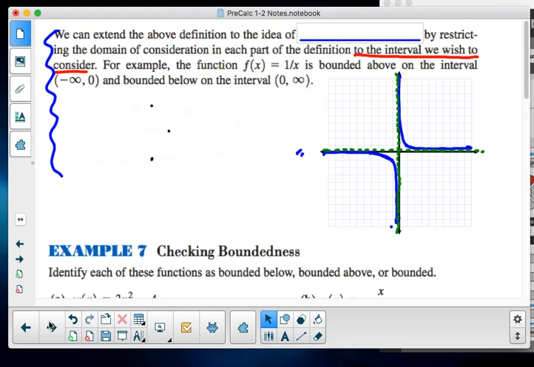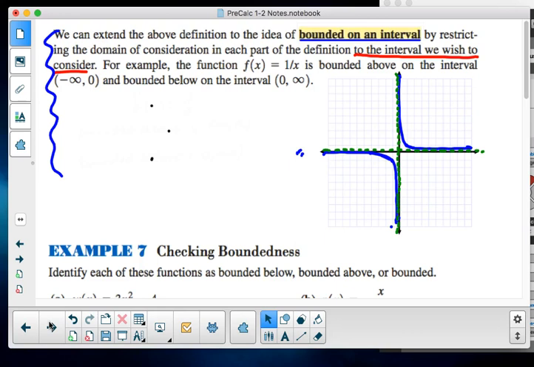We can explore it if we wanted to on tables, and if the table doesn't go higher than a value, we can probably figure it's bounded above. It doesn't go lower than a certain value, we can probably figure out it's bounded below. But the visual really helps us do it faster. Now, we have a graph here that's actually put in, but we're talking about bounded on an interval.